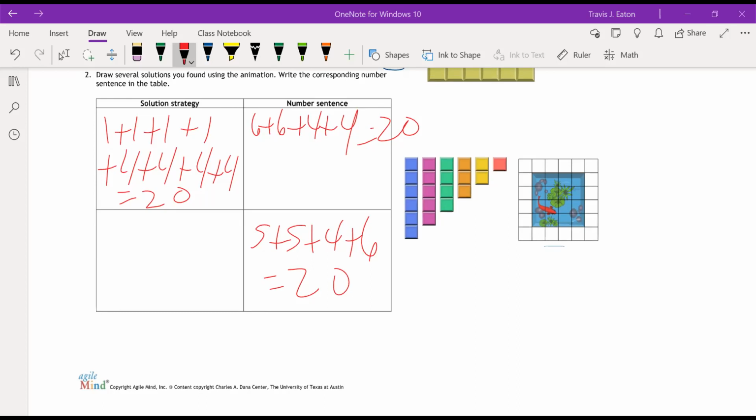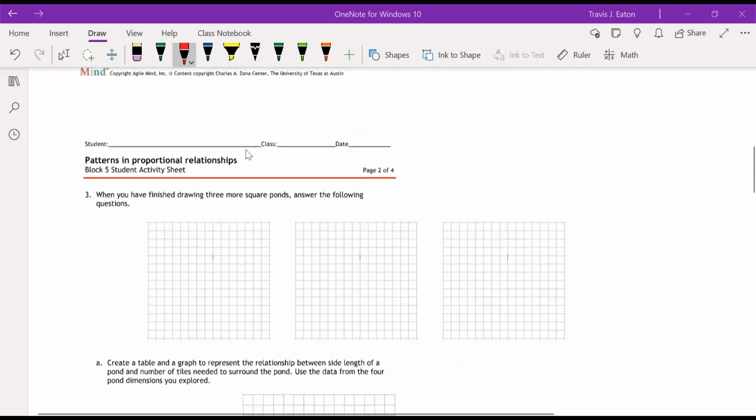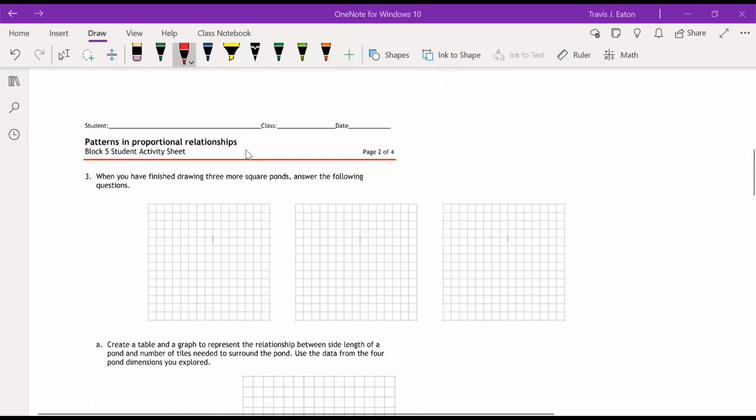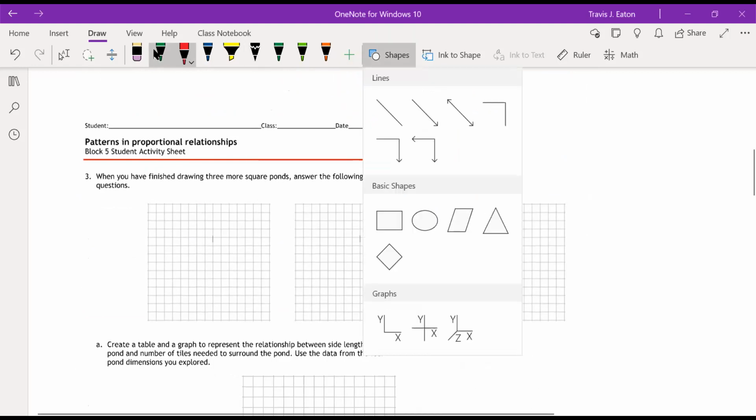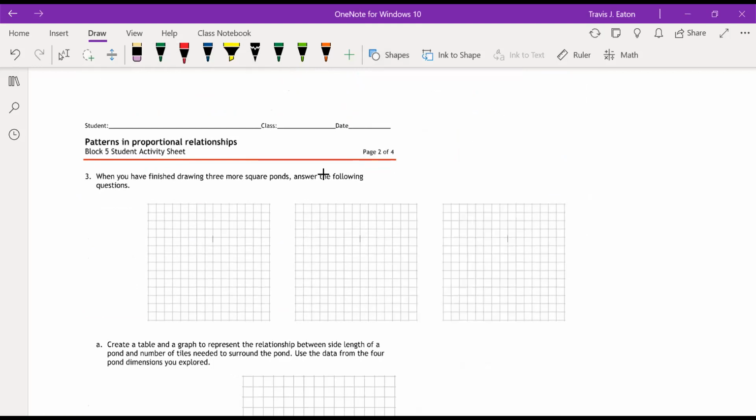And then we have to figure out what's the relationship between the lengths of the sides of the pond and the number of tiles. So what I've done here, and I just put the grid on here just to make it a little easier for me to draw with. You don't have to do this. It's not a huge thing. But what I'd like to do here is, instead of 4 by 4, I'm going to try maybe going 3 by 3. So 1, 2, 3, right? There's 3.